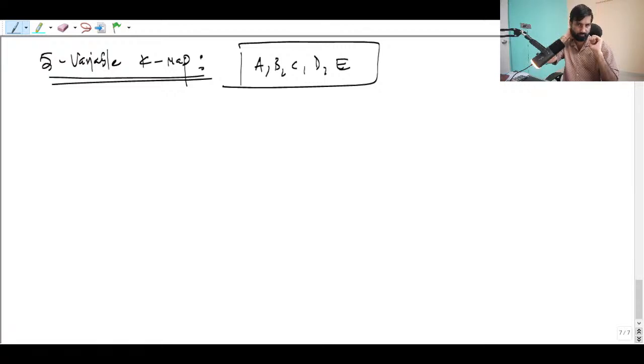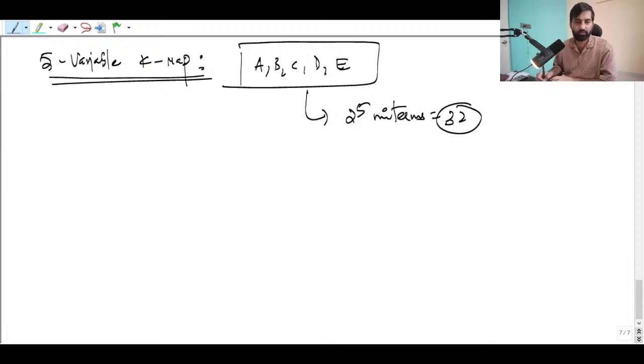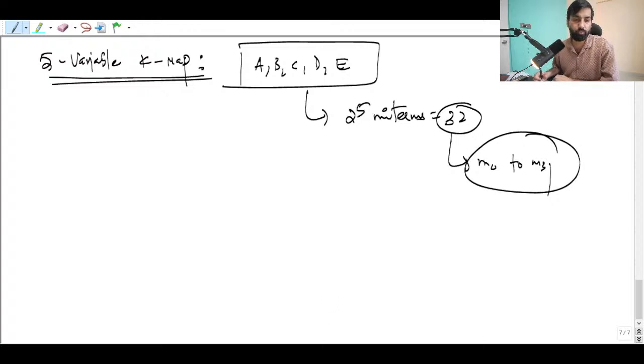ठीक है, आप क्या करोगे? देखो यहाँ पर कितने min terms possible हैं. If a 5 variable K-map is there, so 2 की power 5 min terms, right? That is 32 min terms will be there, M0 to M31. 32 min terms you will be having in a 5 variable K-map.